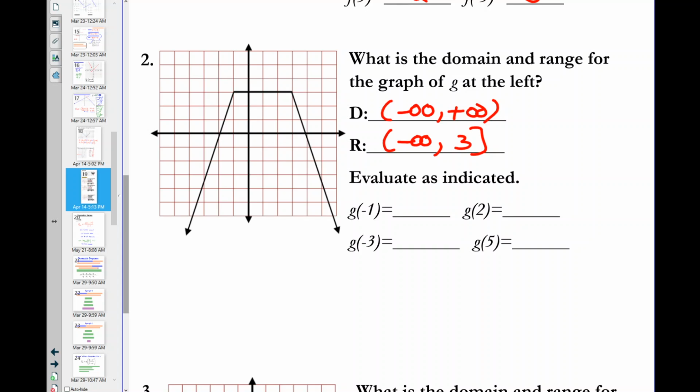For this one here, let's just ignore this, because those are weird. It crossed in between a grid. There's no way to know. But we can do the other ones. What's a negative 1? Yeah, 3. And what's 2? Also 3.